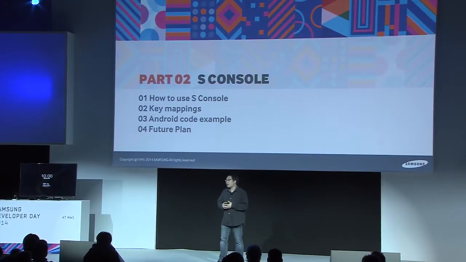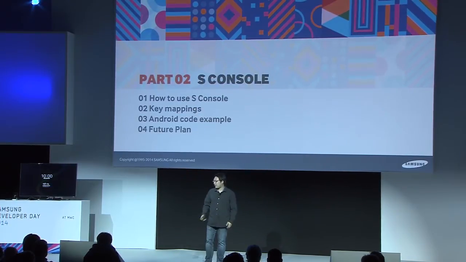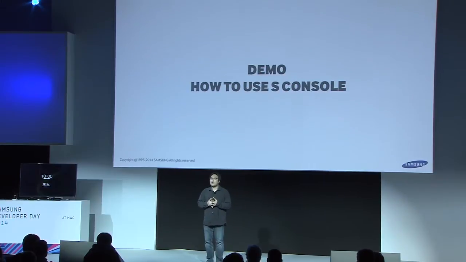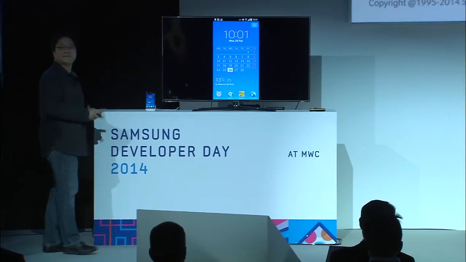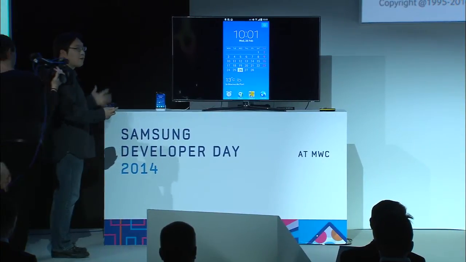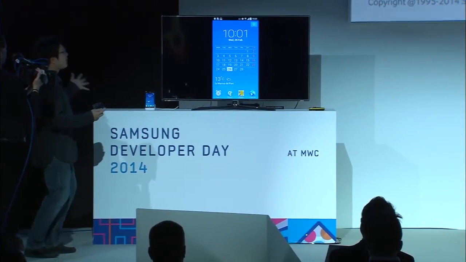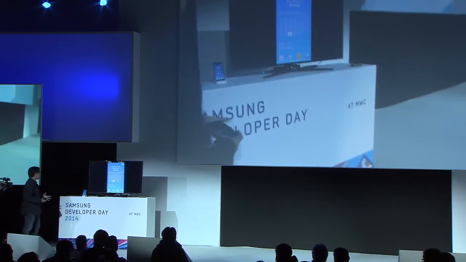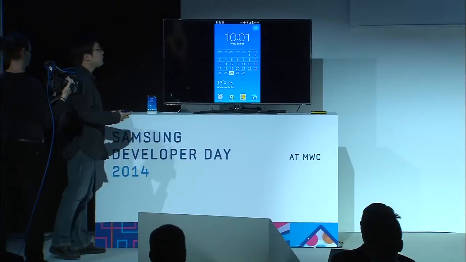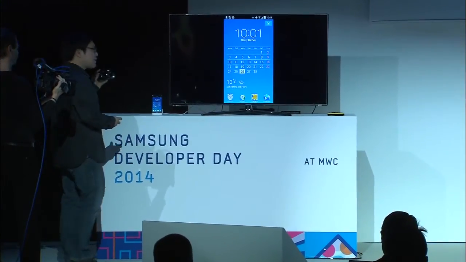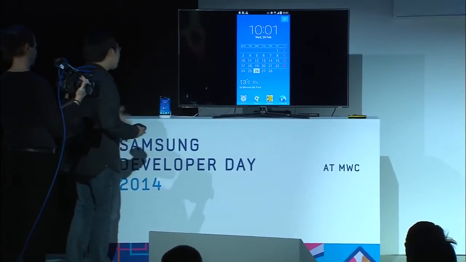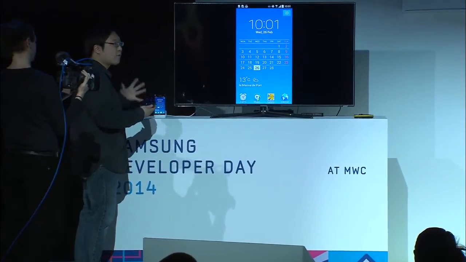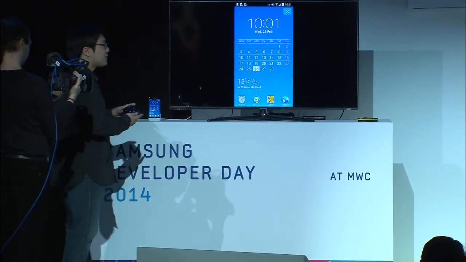All right, let's take a deep look at S-Console service first. Let me give you a simple demonstration on how to use S-Console. Okay, when the phone is connected to the TV through HDMI cable, you can basically see Android home screen. Since Samsung smartphone Gamepad is connected to your phone through the Bluetooth, you may want to play a game from a distance.